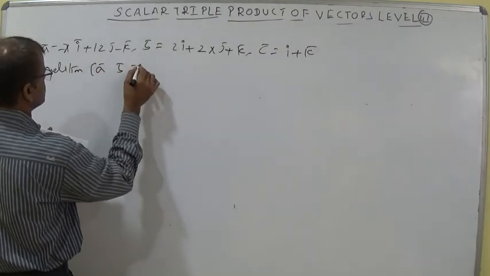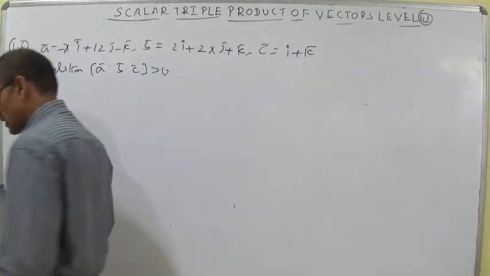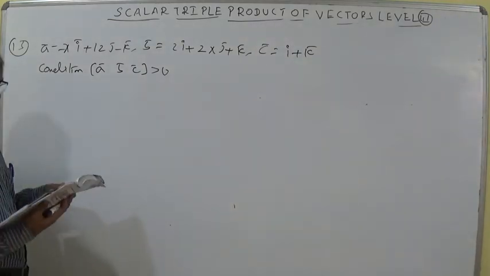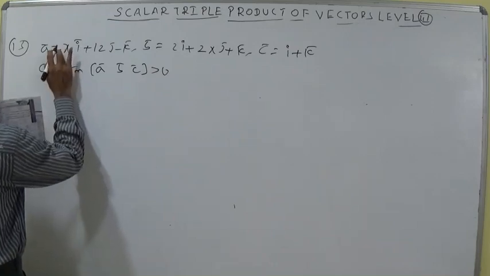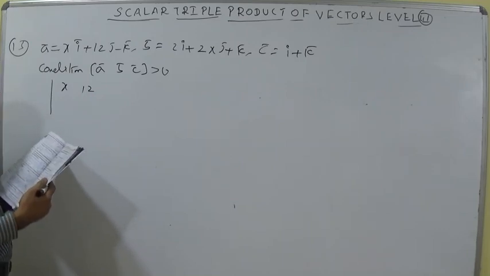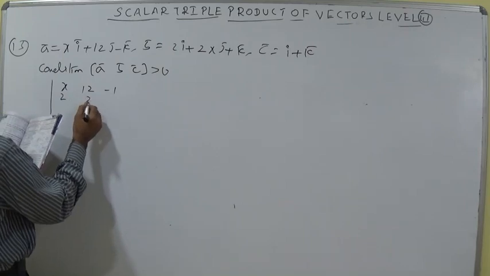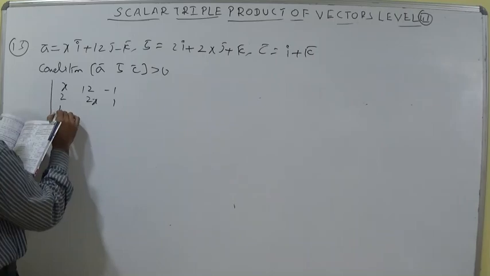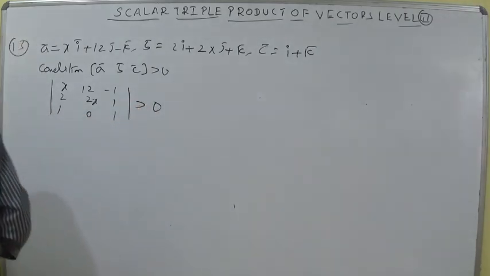Whenever it is forming a right-handed system, box ABC is greater than 0. Now we can write the determinant is positive. Don't get confused that it is minus. So here x, 12, minus 1, and 2x, 2, 1, and 1, 0, 1, greater than 0, you should write.